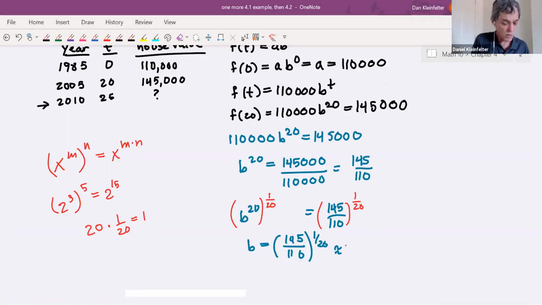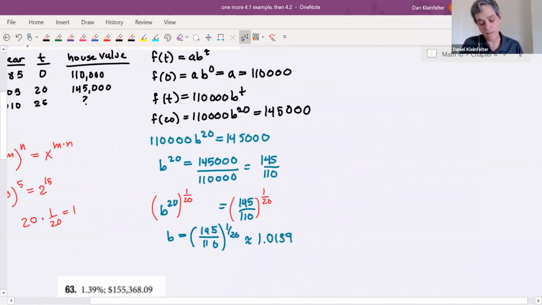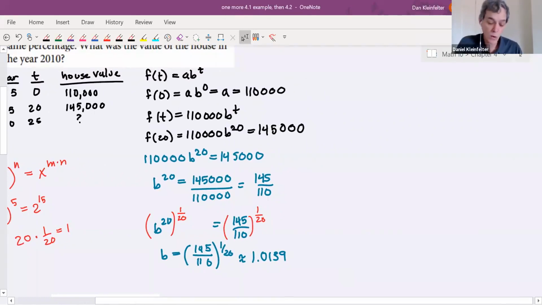Okay, and that's 1.0139. Okay, and that is going to be our base for our exponential function. So we have our a and our b, so we're ready to write down our complete function at this point.